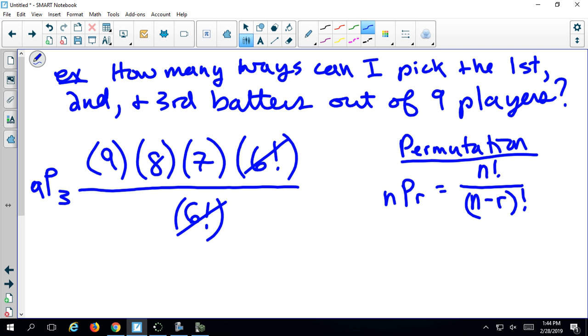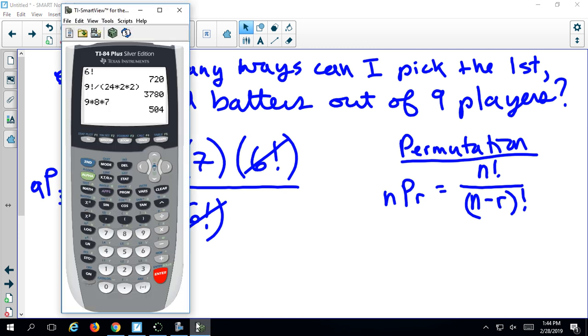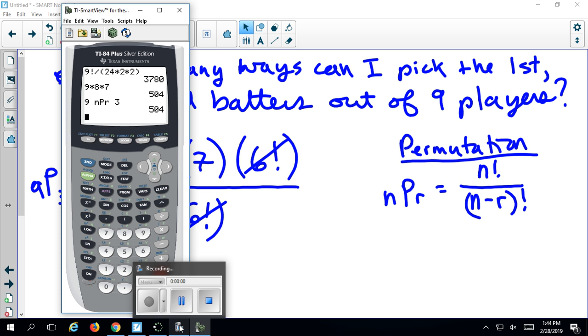Okay? So in the calculator, he showed you this, right? I can type in 9. I'm going to go back to that probability menu. So math, probability, and it's number 2, nPr. And then 3, it's 9P3. And we should get the same answer when we do. Exactly.